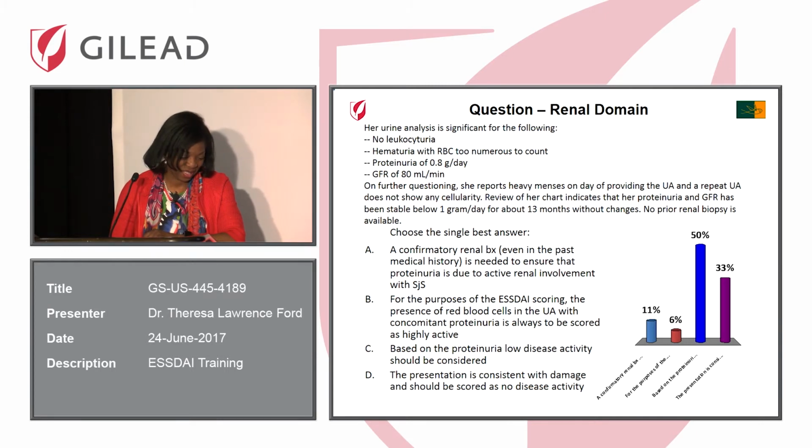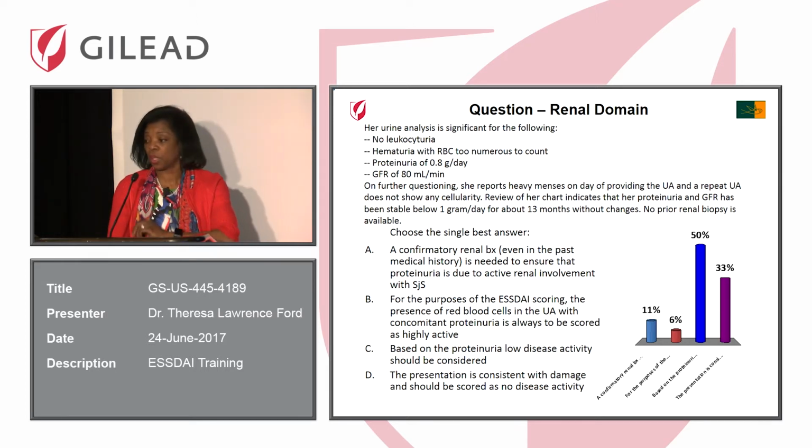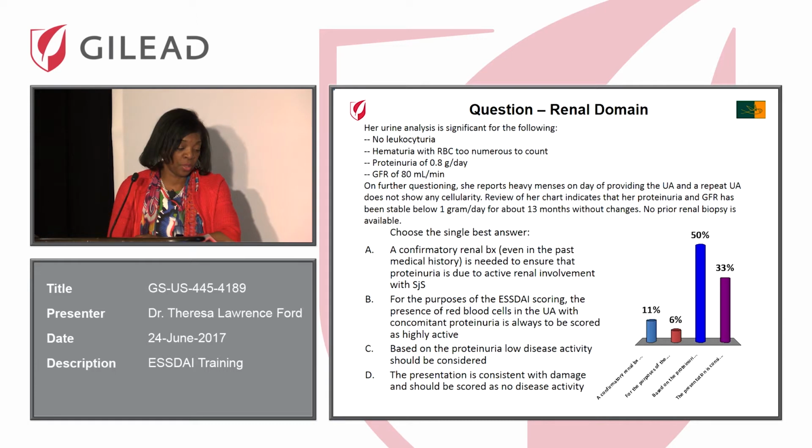Interesting. Okay, so let's go through this one. I think everybody almost agrees that we don't have to have a confirmatory renal biopsy because if you have it, you're going to use it, and you don't have to repeat it again if you've had it. You don't continue to redo. For B, the presence of red cells in the urine with concomitant proteinuria is always to be scored, and that's not correct. She has menses, so we have a reason for why she has red cells. And she reports that, and she doesn't have any cellularity. So pretty confident that that's due to her cycle.